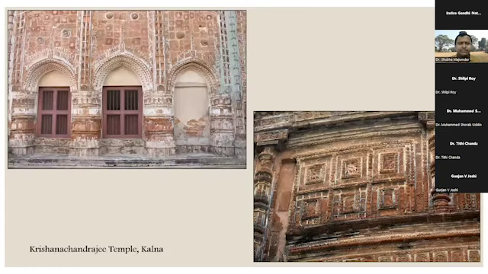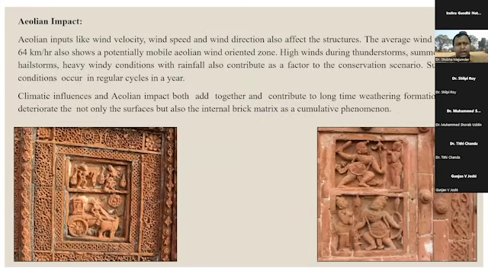eroded. There is another photograph from the Krishna Chandraji temple. The Aeolian effect also creates problems in the terracotta plaque. It is basically found in the temples of Vishnupur, not in Kalna, because, as we all know, Vishnupur is close to the Chotanagpur plateau area, and due to this Aeolian and wind effect we face problems in the terracotta plaque of the temples of Vishnupur.